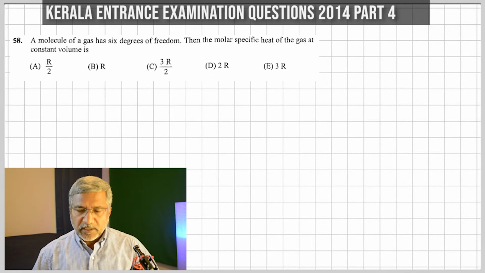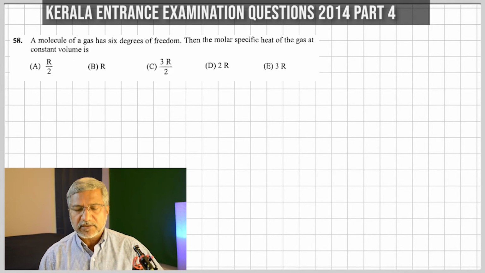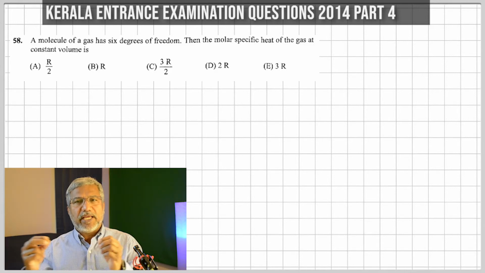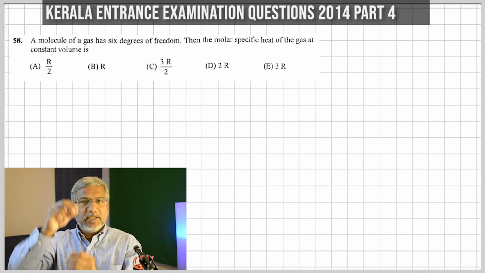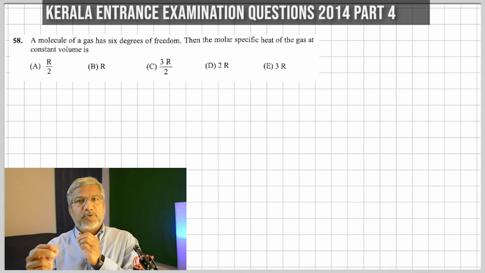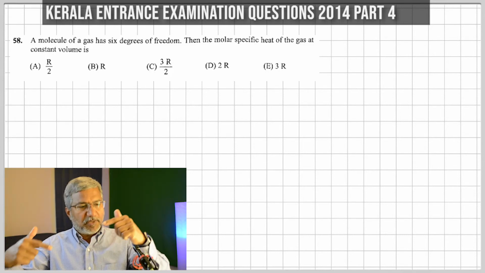So 58, a molecule of a gas has 6 degrees of freedom. Then the molar specific heat of the gas at constant volume. So you have to know 6 degrees of freedom. What kind of a molecule is this? If it has 6 degrees of freedom, that means it has 3 degrees of vibrational freedom along the X, the Y, and the Z. 3 degrees of vibrational freedom and 3 degrees of rotational freedom. See, it can rotate about the Y-axis. It can rotate about the X-axis. See that? And it can also rotate about the Z-axis.